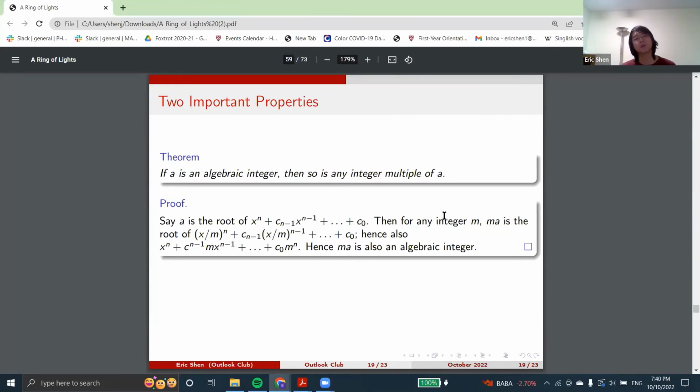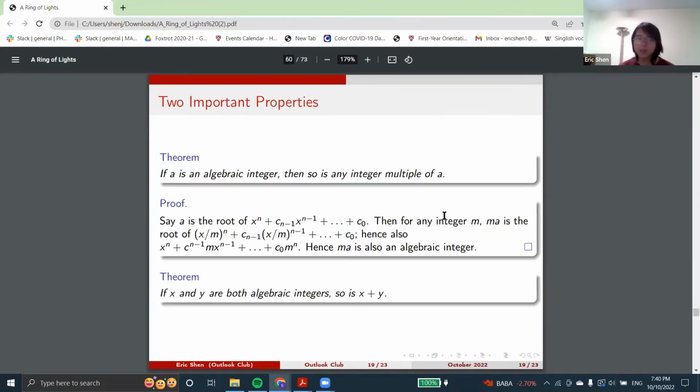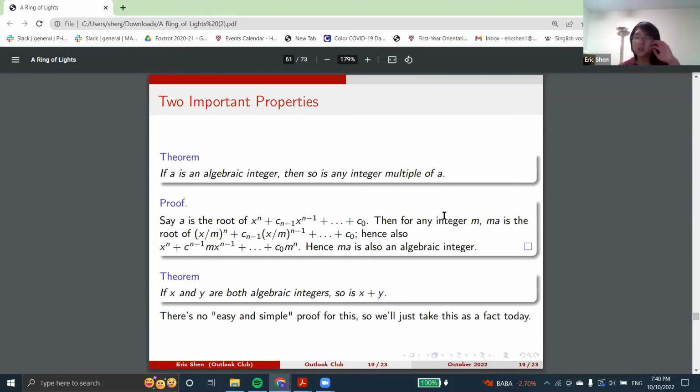Fantastic. The other property that we will be needing today is the fact that if x and y are both algebraic integers, then so is x plus y. The reason this is true is pretty complicated, and I won't get into it today. There's a lot of field theory and stuff that's pretty high up. That's an interesting fact, and we'll just take it as fact today, but if you want to read more, I'll be giving a lot of resources at the end.